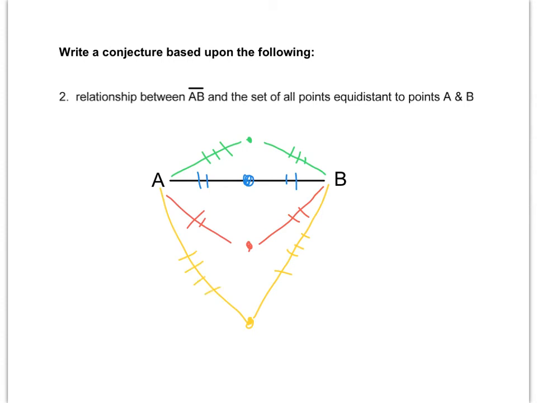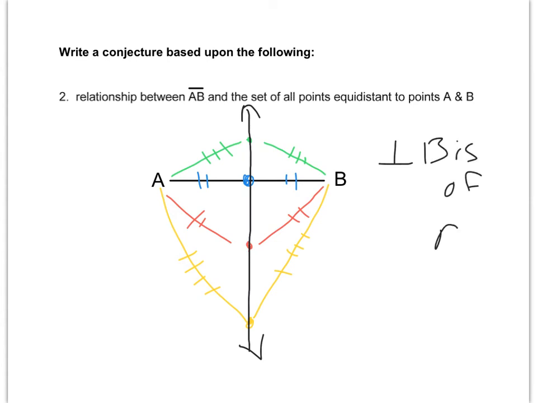Now, what can we conclude about all these points? Any points that are equidistant to A and B, well, all these points would lie on this line right here. This line is going to be the perpendicular bisector of AB. And again, this is inductive reasoning. It's just what appears to seem to be true, but we haven't proven that, and we will do that later this year.